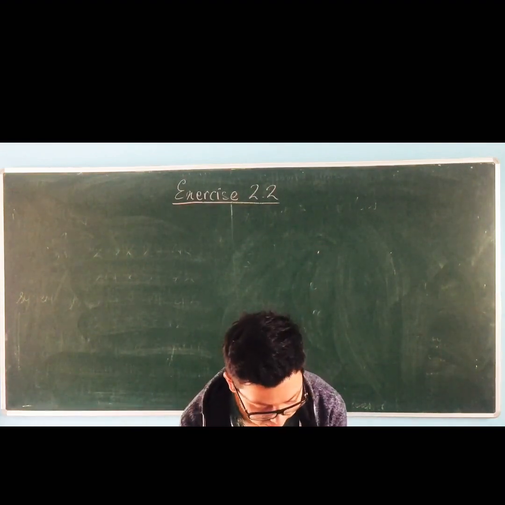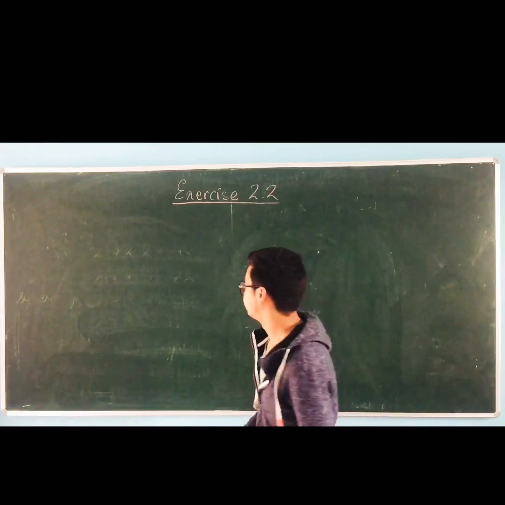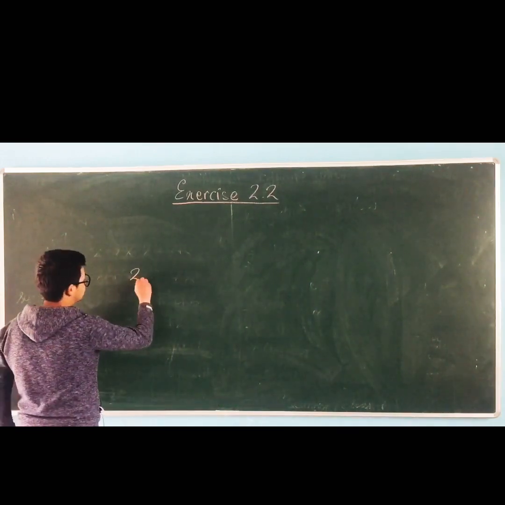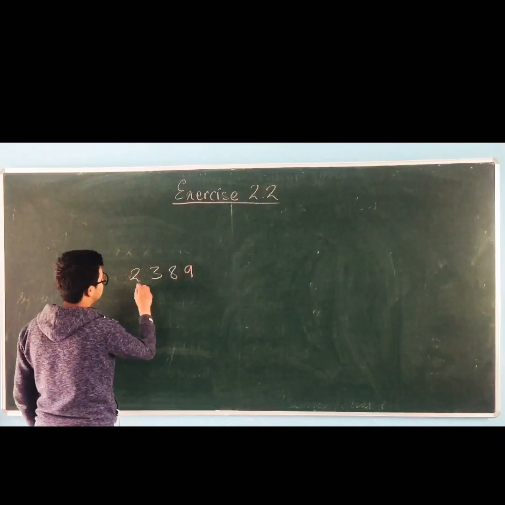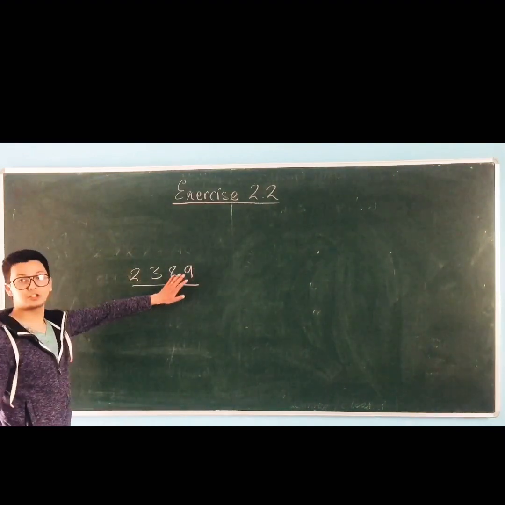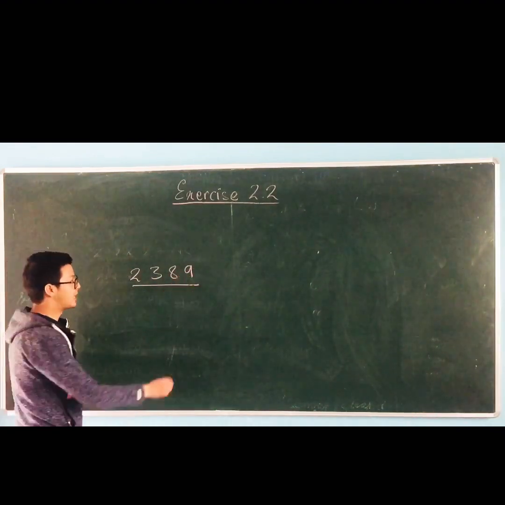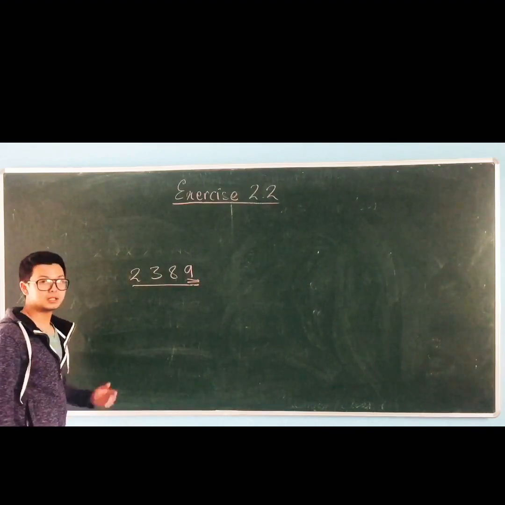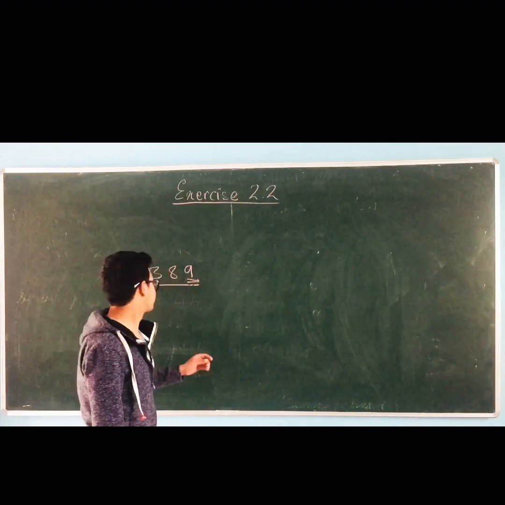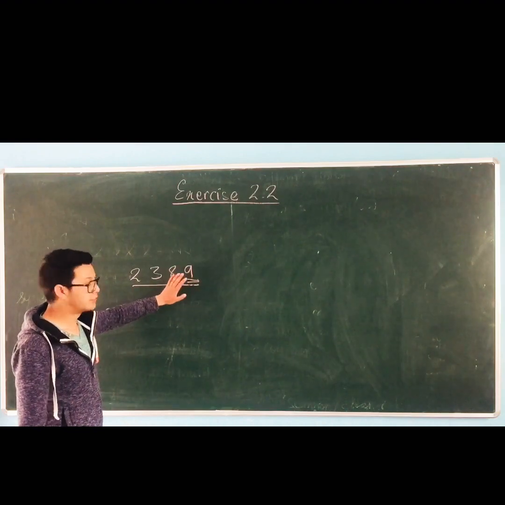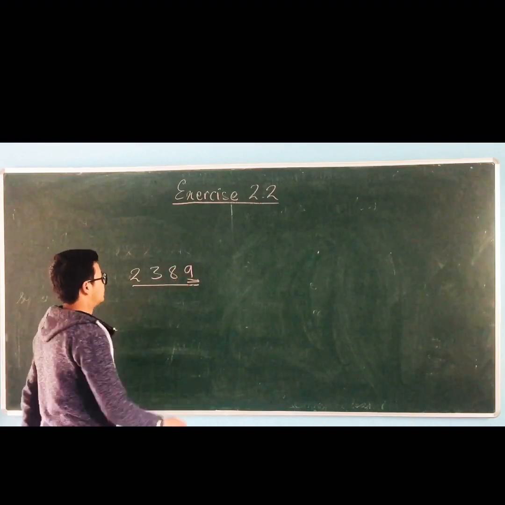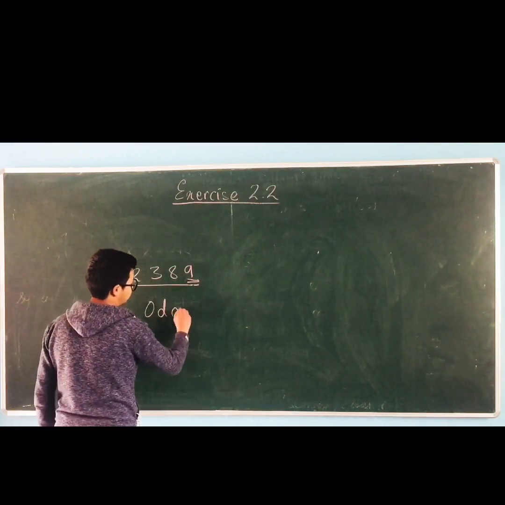So let me do one example. Say suppose 2, 3, 8, 9. Since the last digit of this number is odd, 9, which is not divisible by 2, right? That means this is odd number. Okay, so you just write odd.